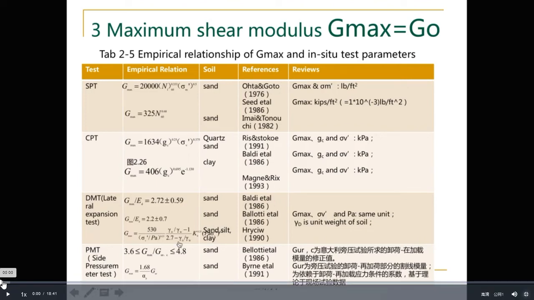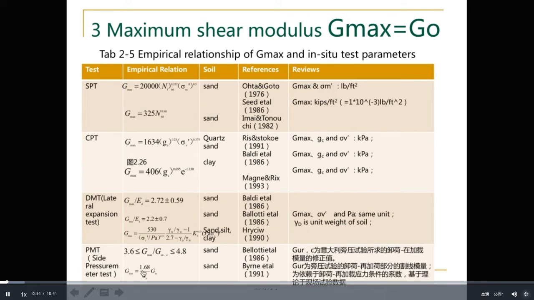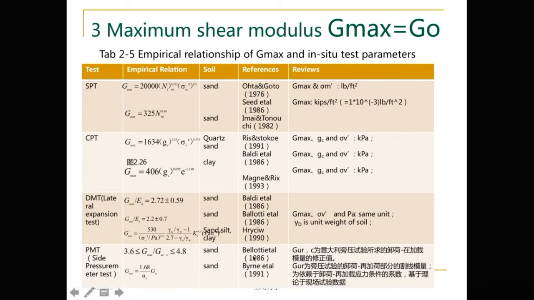Side pressure. And we can also use the PMT test, a side pressure meter test, to get the empirical relationship. Bolotti and his team proposed the empirical relationship of Gmax over GURC, with a range larger than 3.6 and less than 4.7.